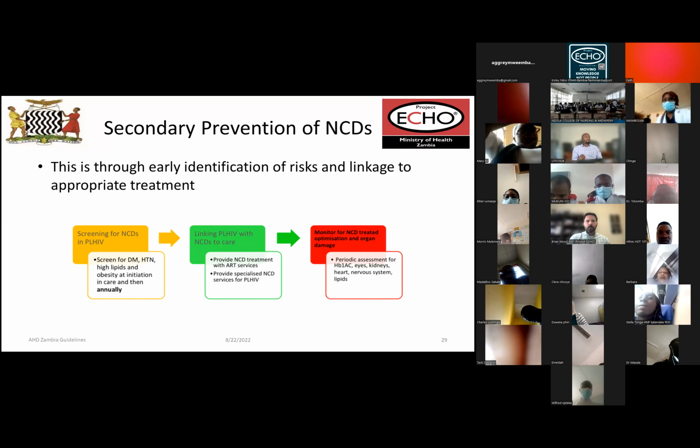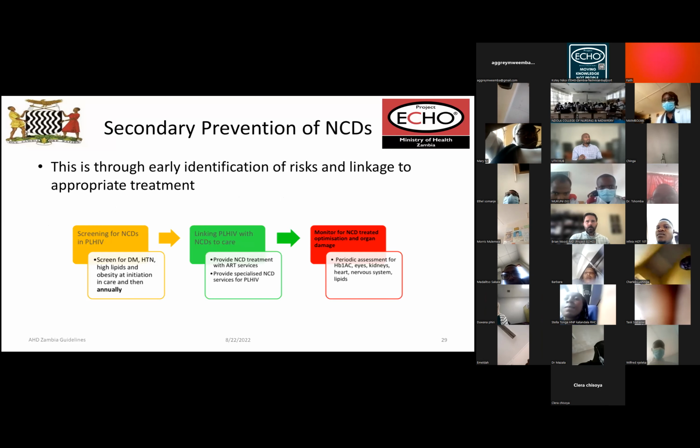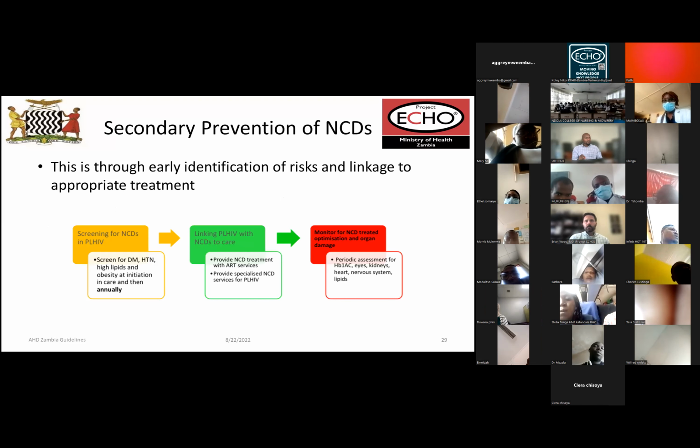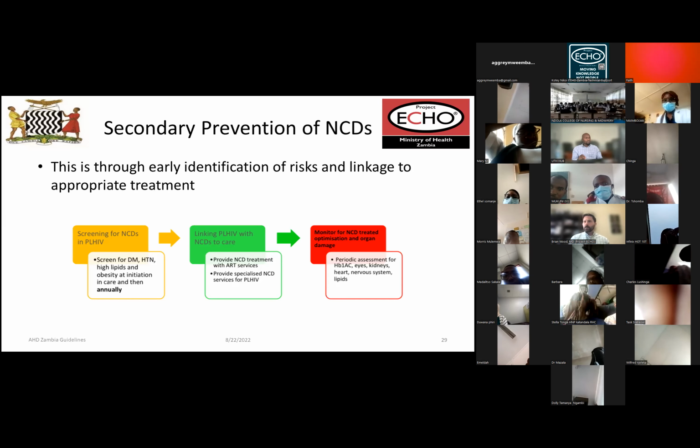Secondary prevention, on the other hand, is early identification of risks and linkage to appropriate treatment. So you screen for NCDs in people living with HIV, you screen for hypertension, for diabetes, for high lipids, and for obesity, and then whoever is identified is linked to care, and then you continue them so that they don't get all the complications of NCDs.